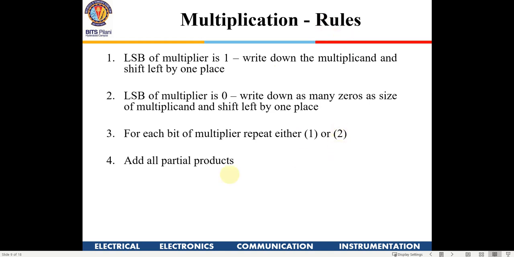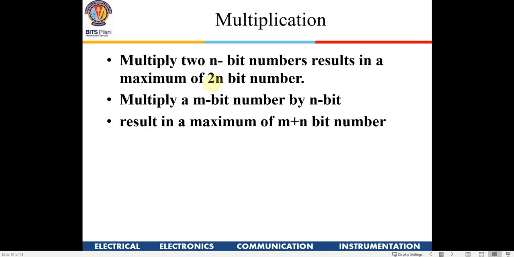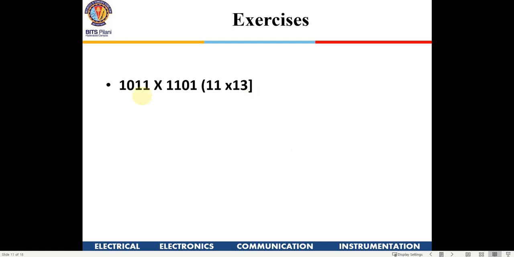Multiplication also we learnt in the last semester. So this we know, so we'll skip this part. This is a home assignment. You just have to multiply these two and see that you are getting it.